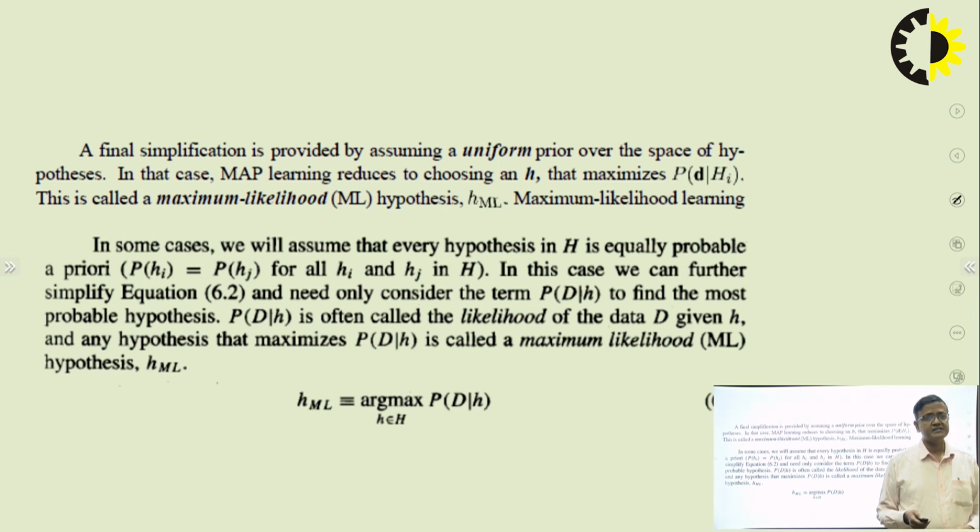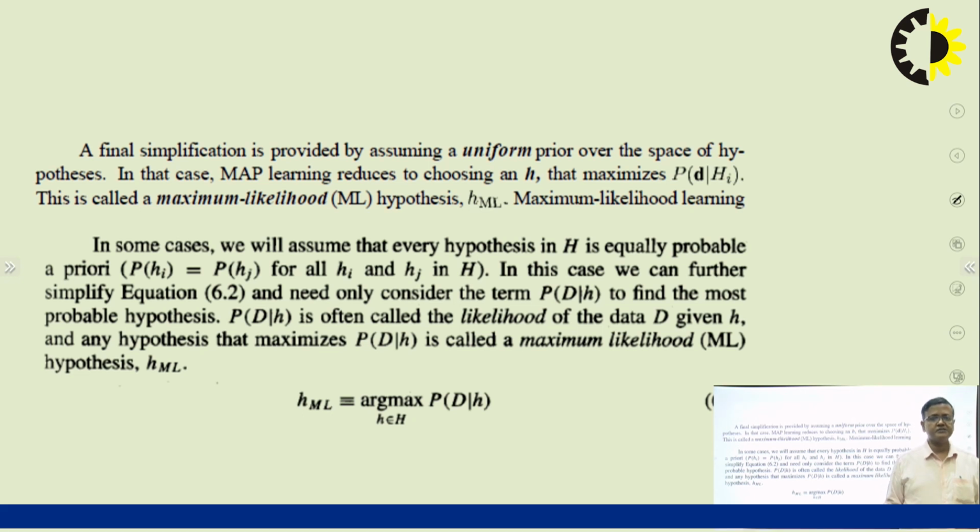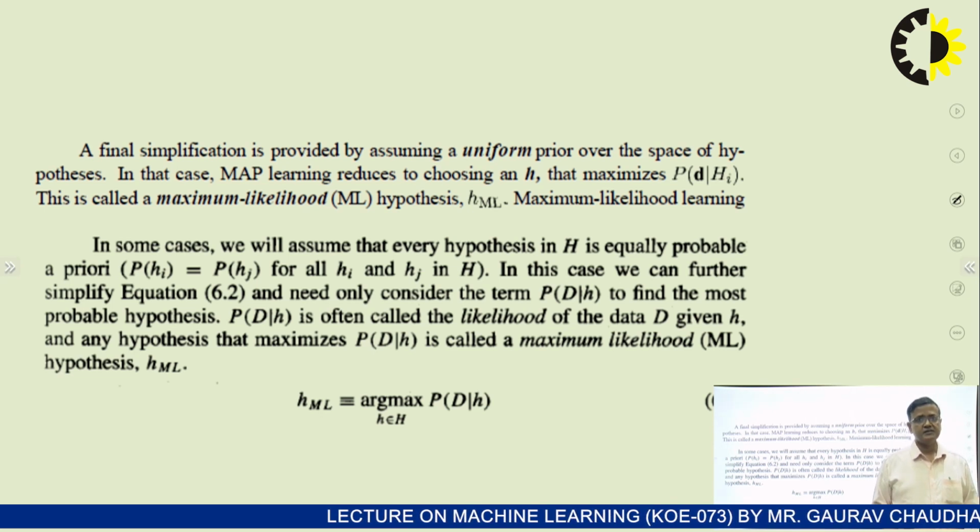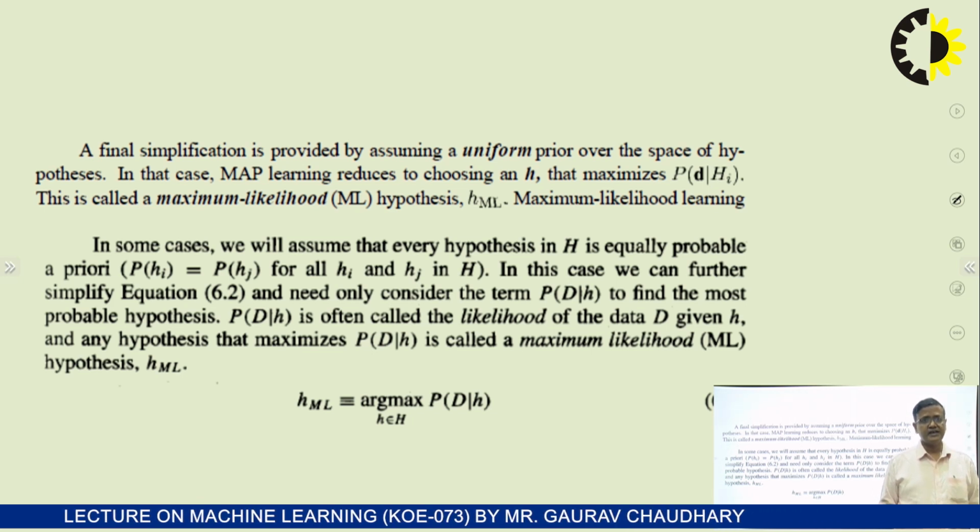So argmax P(D|H): we have to select the best possible hypothesis, and if we have a uniform prior over the space of hypotheses, that becomes your HML, the maximum likelihood hypothesis. So we started with our posterior probability, used Bayes theorem, then reduced that to find the best possible hypothesis. We reduced it to HMAP, and then we further reduced it to HML.